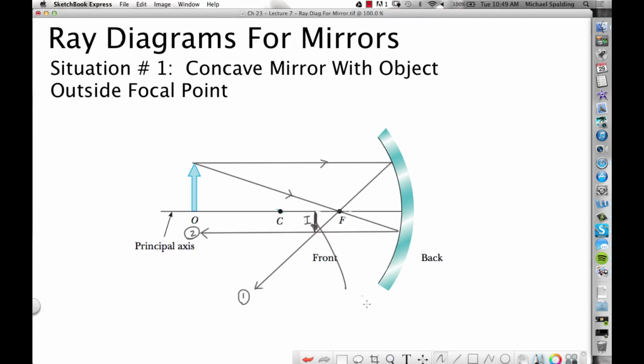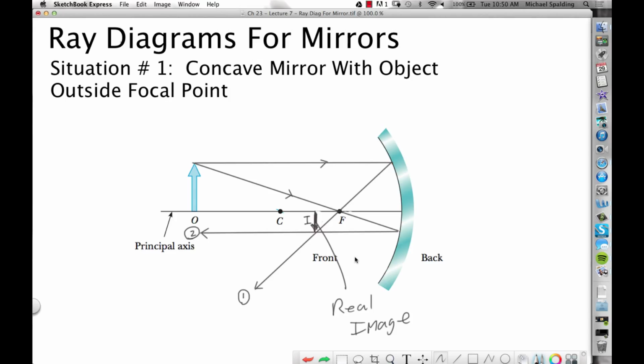Is this a real image or a virtual image? It's real. What makes this a real image? The light rays actually intersect. If you stuck a piece of paper right here, and I'll show this to you when I get my demo mirrors tomorrow, you can actually take the trees outside the window, hold the mirror up, put a piece of paper in front of the mirror, and you can capture the image on a piece of paper. Real images can be put on a screen.